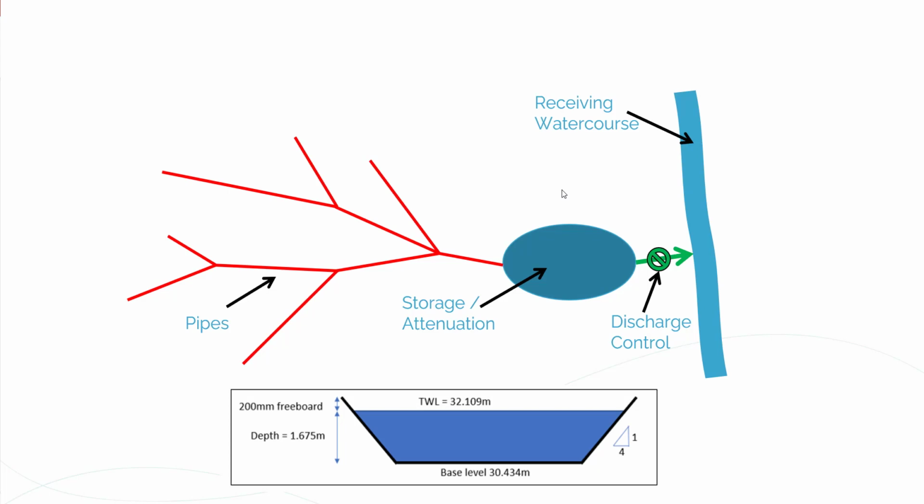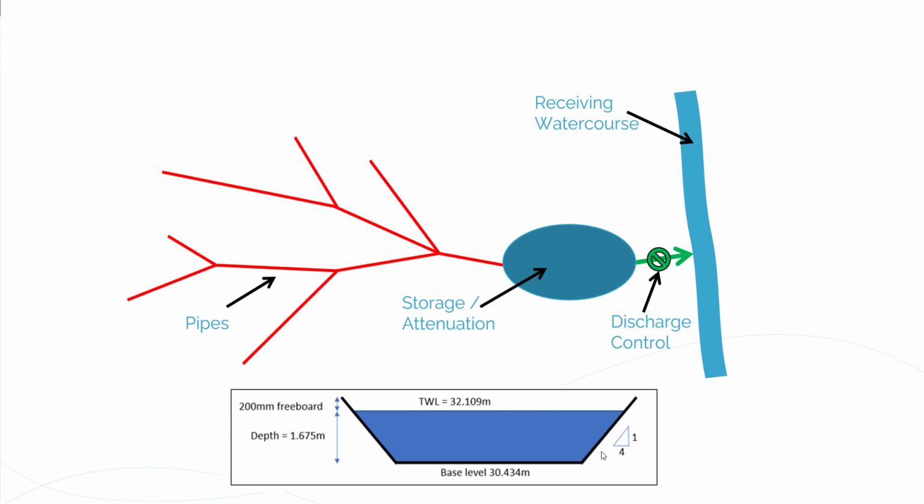And we're going to look at that in subsequent exercises, but now we're going to start with perhaps the simplest design solution, which is just to build a big tank or pond immediately upstream of the outfall. This is the pond that we're going to build. It's going to have a base level of 30.434, a top water level of 32.109. It's going to have a 1 in 4 side slope. It's not drawn to scale here.